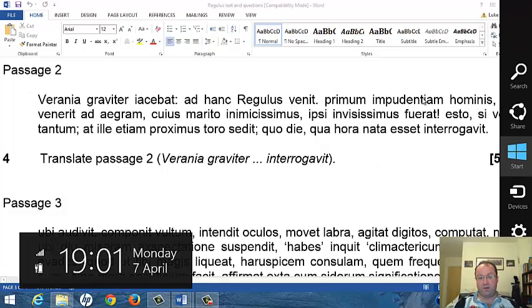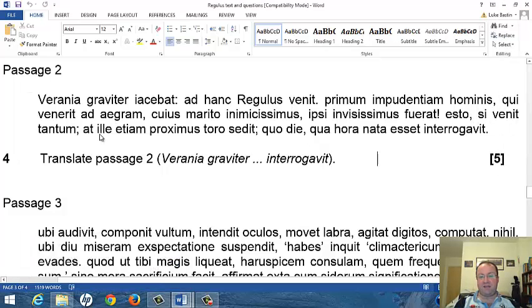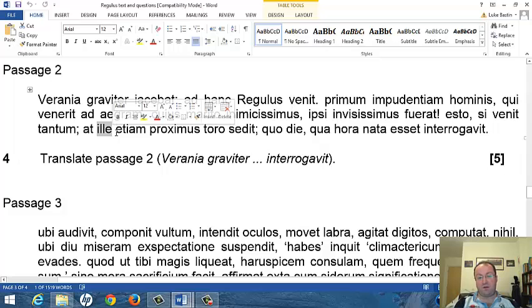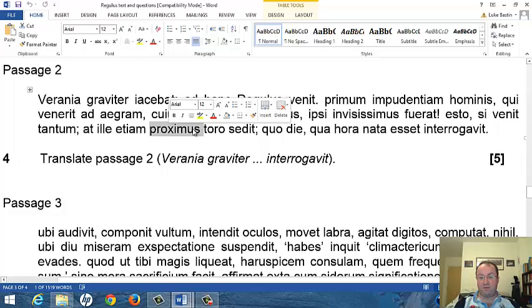Okay, si venit tantum. At ille etiam proximus toro sedit. So at, but ille, he, again this is Regulus, etiam, even, sedit, sat, proximus, right next to her, toro, on the bed. Okay, it's this idea that he's invading her personal space, but he even sat right next to her on the bed. Okay, final bit of this section, quo die, qua hora, nata esset interrogavit.